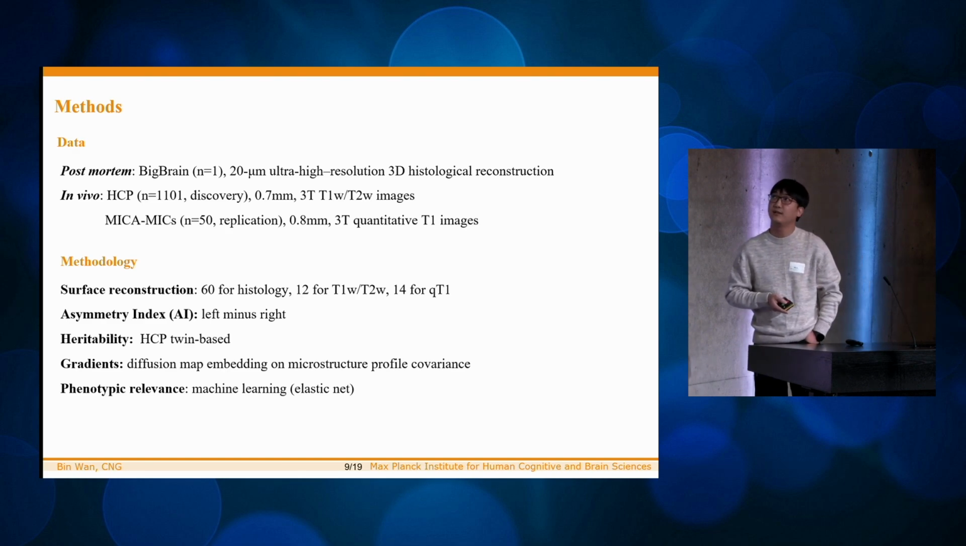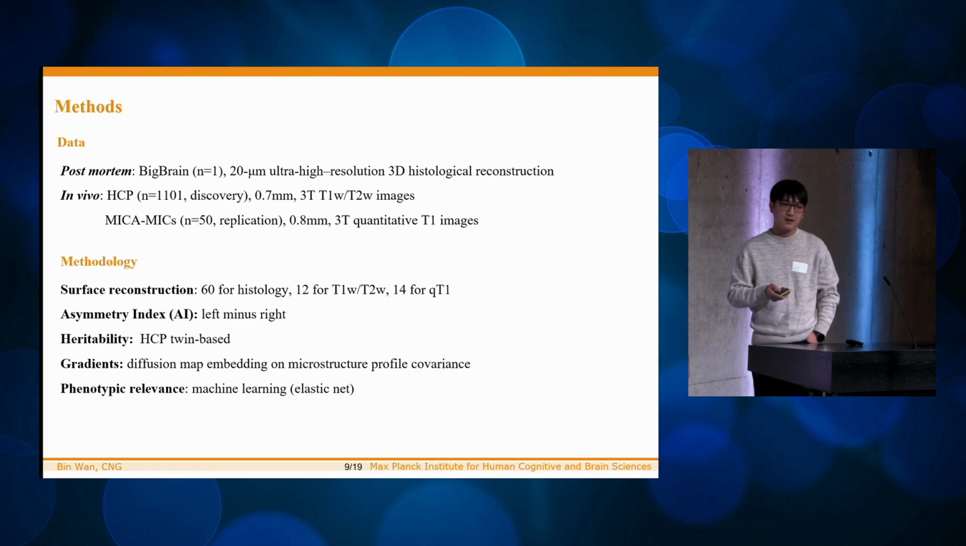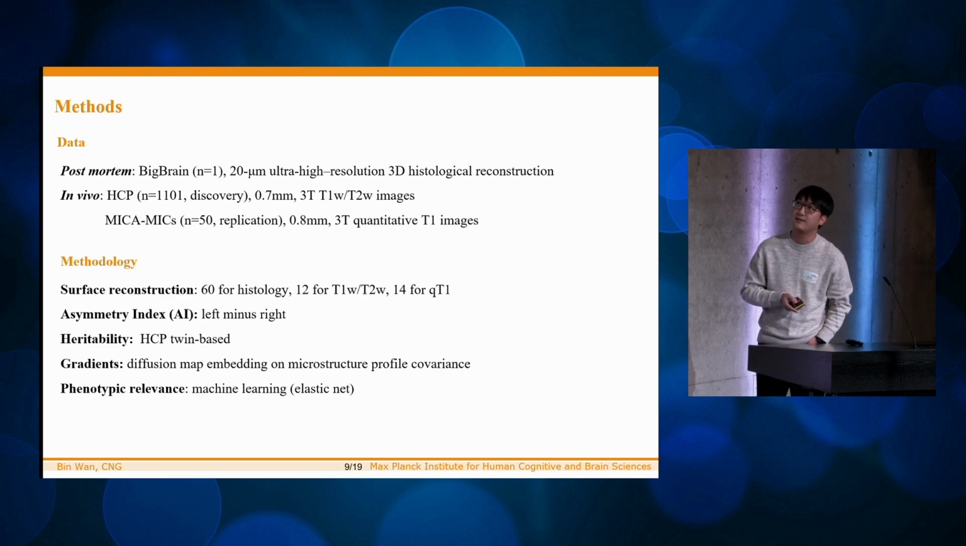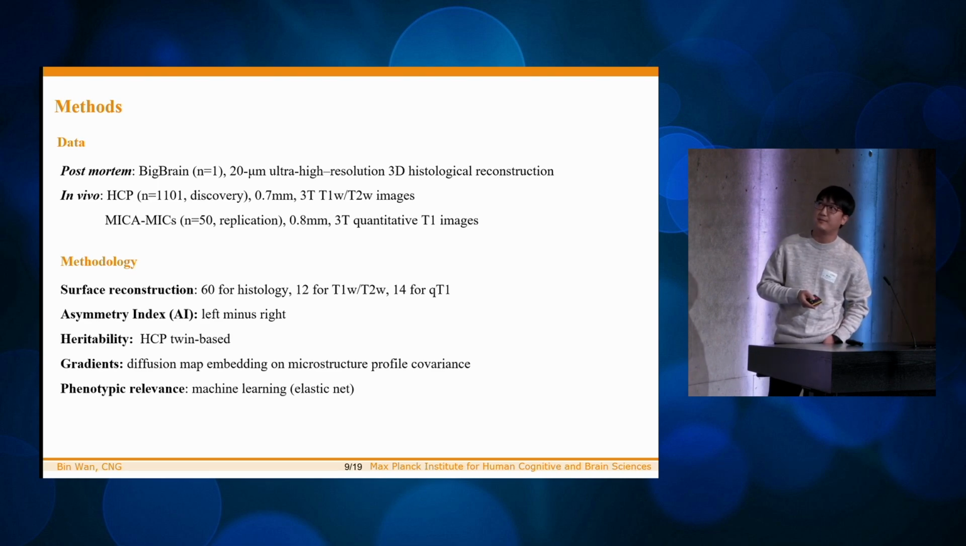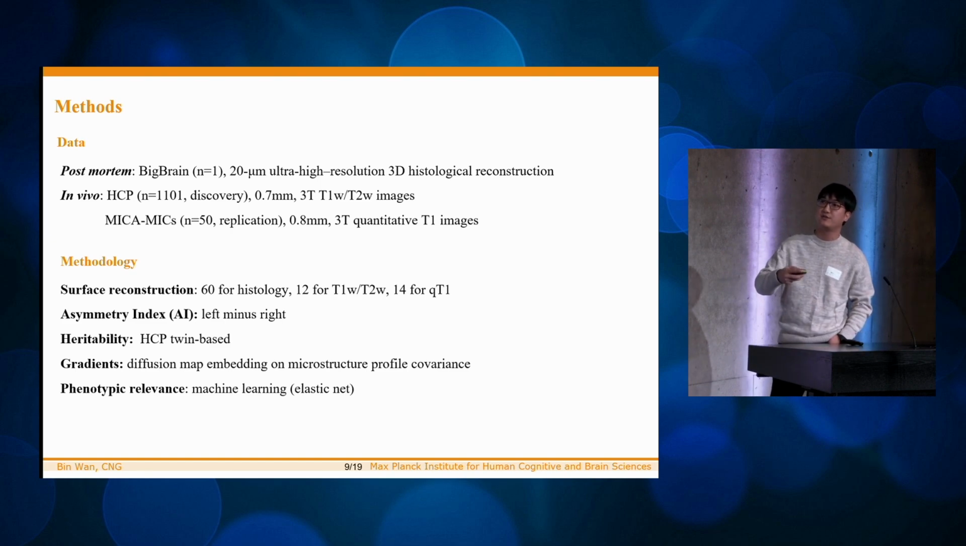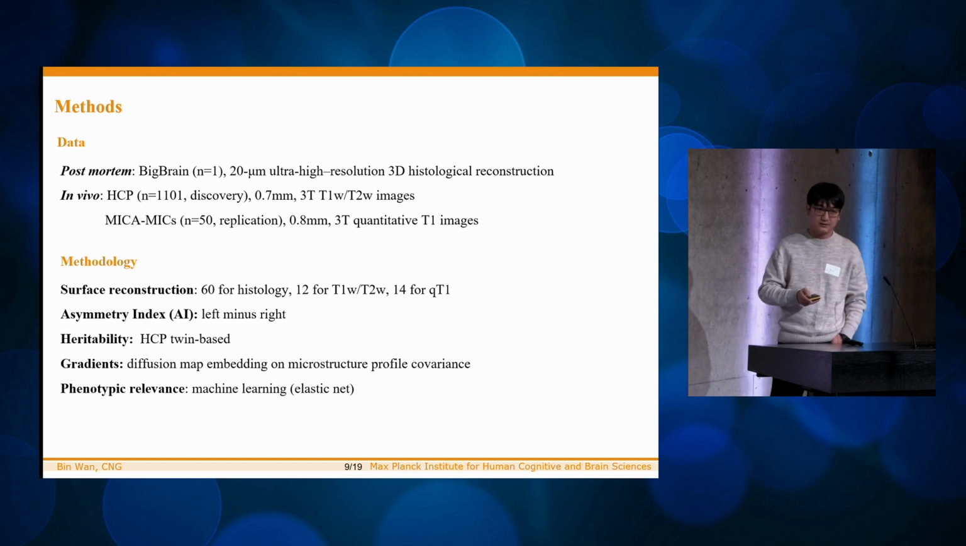For the asymmetry index, we just use left minus right. Based on the HCP twin-based pedigree, we can calculate the heritability of the microstructure asymmetry. For the global feature asymmetry, we use the gradients approach, a diffusion map embedding on the microstructure profile covariance. And finally, we use machine learning to study whether the layer-specific asymmetry can be correlated with behavior.